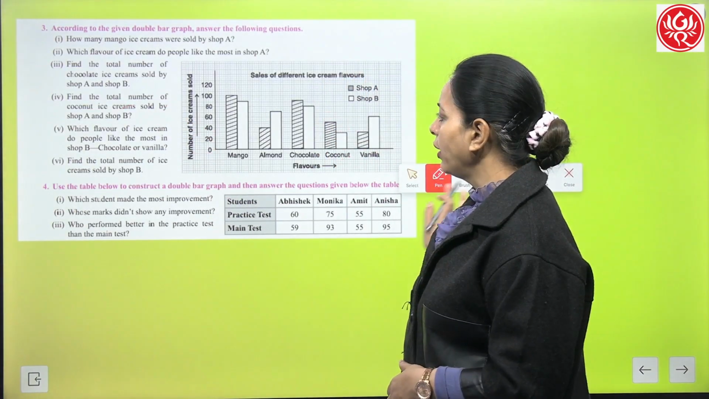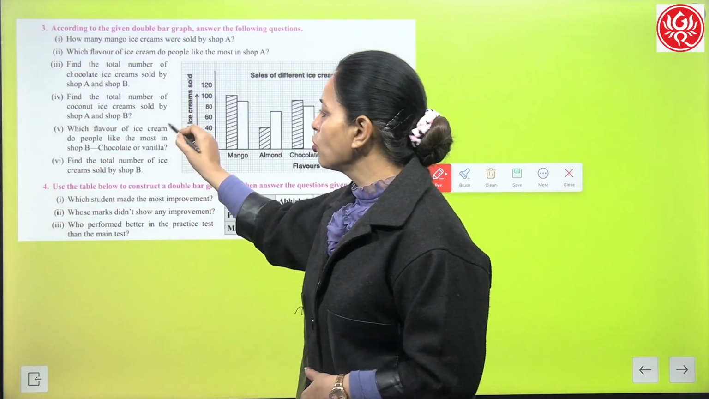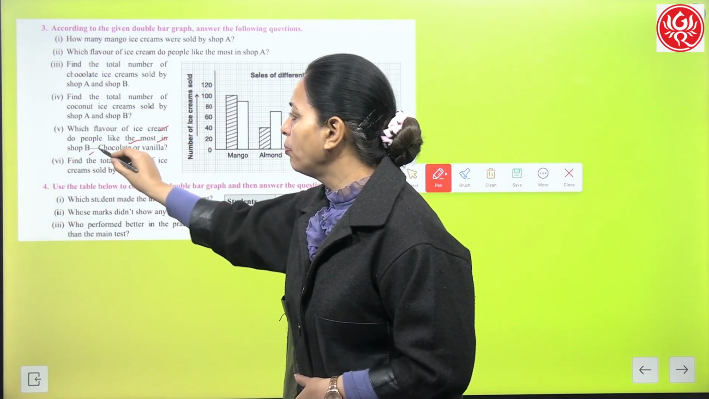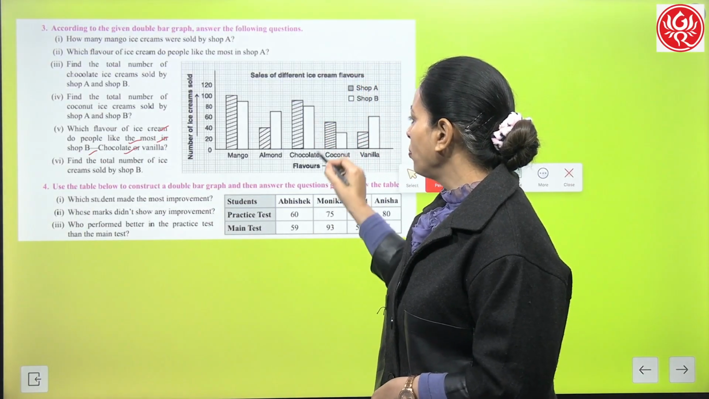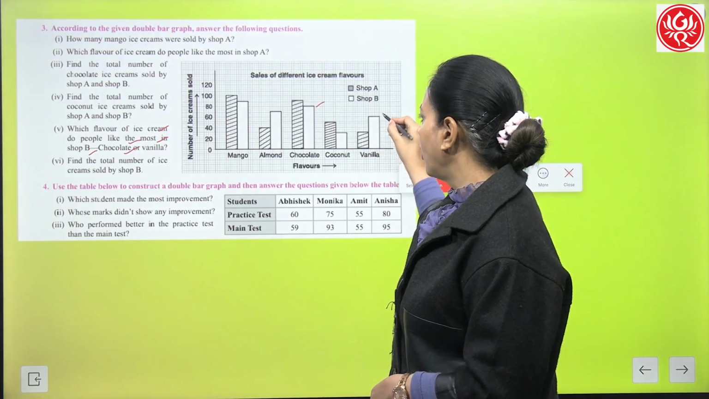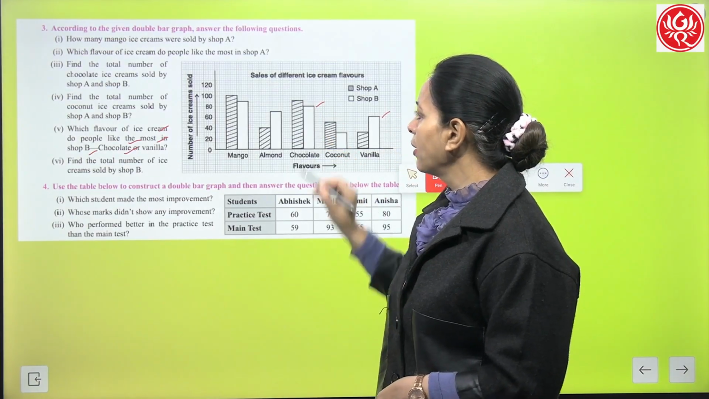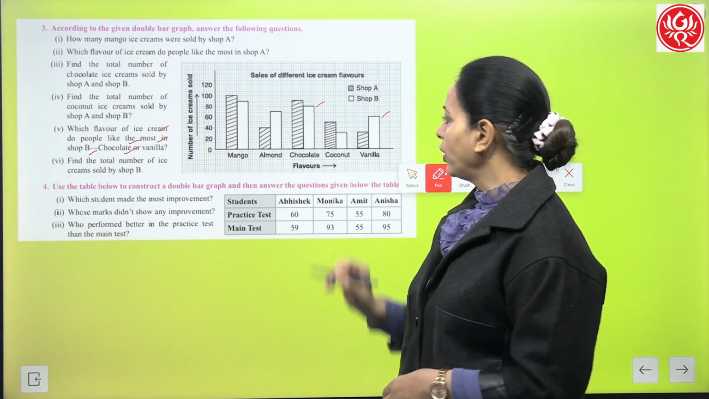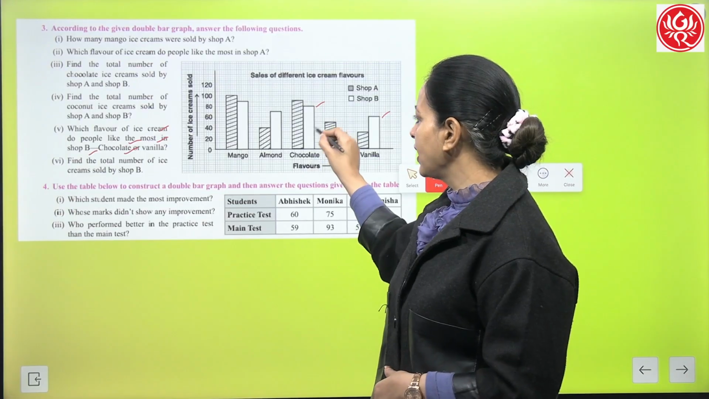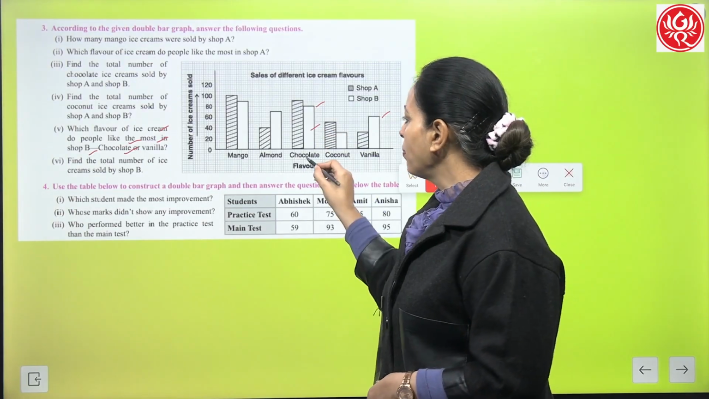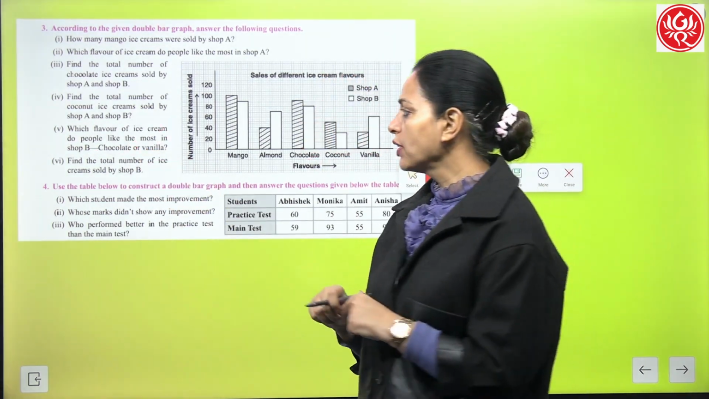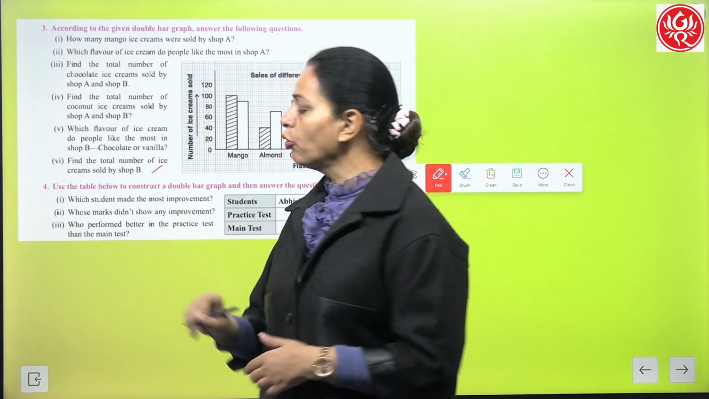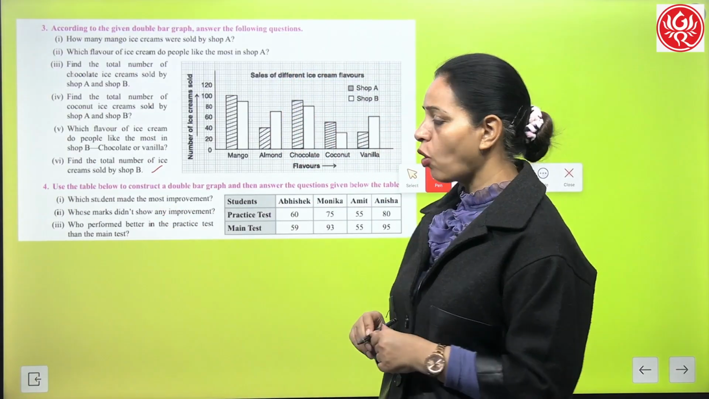Now the fifth one, which flavor of ice cream do people like the most in shop B? Chocolate or vanilla? So see, by shop B, chocolate or vanilla? This bar is greater than vanilla, so it means people like which one? Chocolate flavor, right?